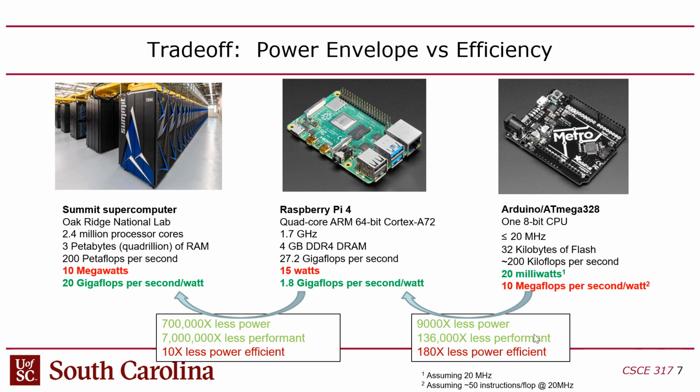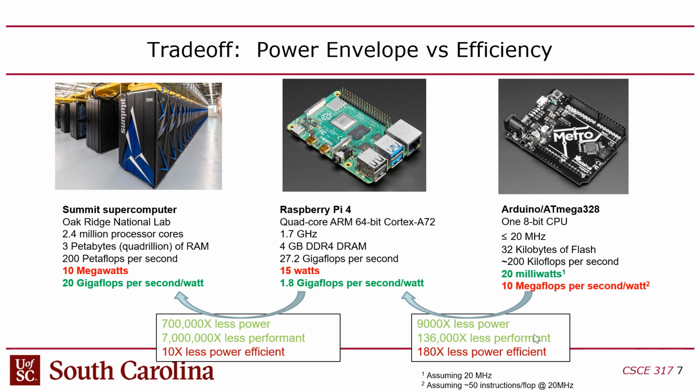You get down to the Arduino, and the Arduino is an 8-bit CPU, and it uses about 20 milliwatts of power, right? So your instinct might be, well, that's really power efficient, an Arduino. I mean, it uses 20 milliwatts. How can it not be, right? Well, the problem with the Arduino is that it only got about 200 kiloflops per second in terms of floating point performance. So if you take its floating point performance and divide it by its power usage, it's only getting about 10 megaflops per second per watt, compared to the supercomputer at 20 gigaflops per second per watt.